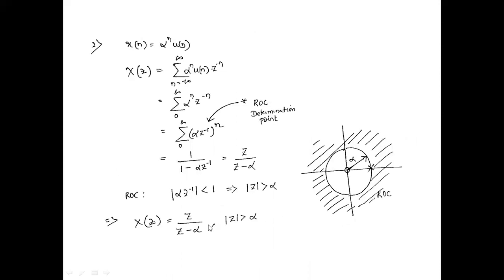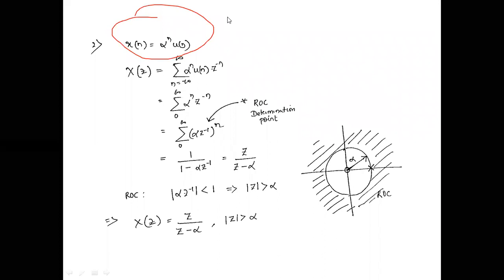Then we saw one more numerical. What was it? Alpha to the power n into u of n. Everybody is seeing this PPT, right? I hope I'm sharing the right screen. So alpha to the power n into u of n. You remember this question: x of n equal to alpha to the power n into u of n.